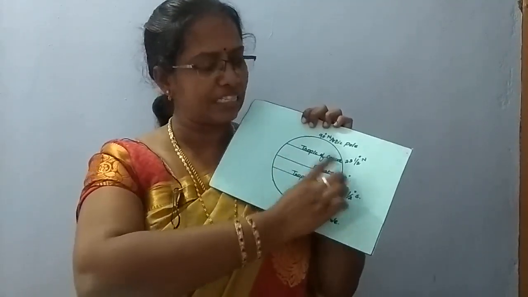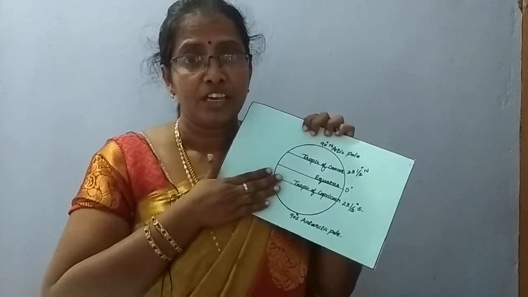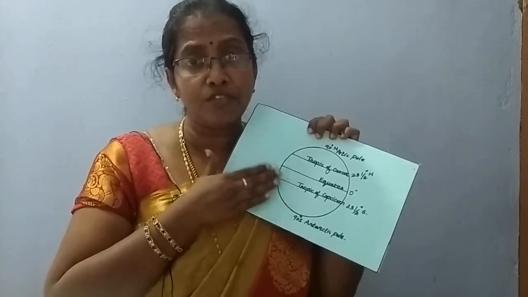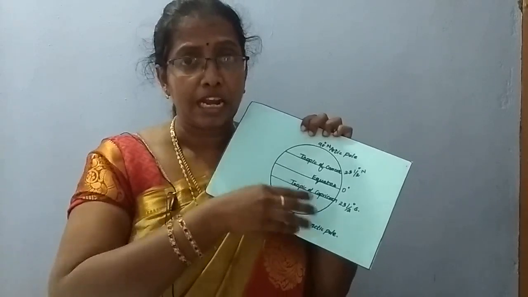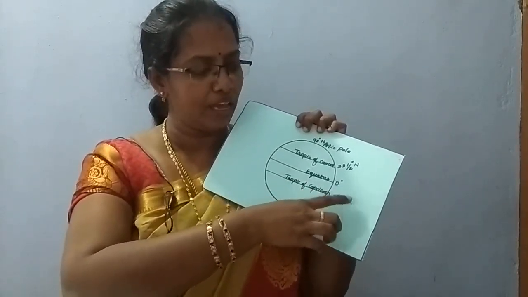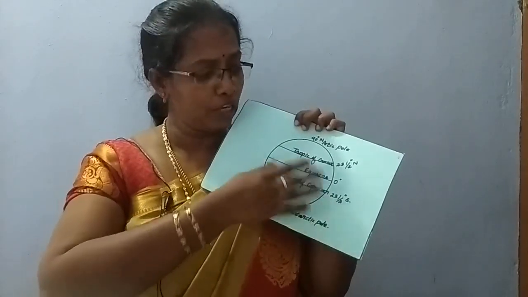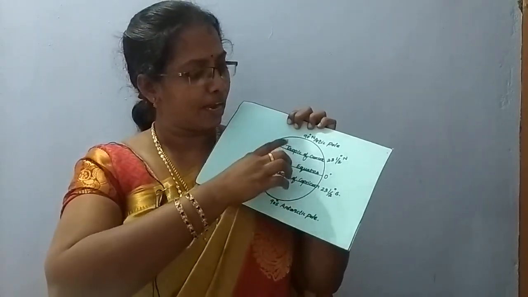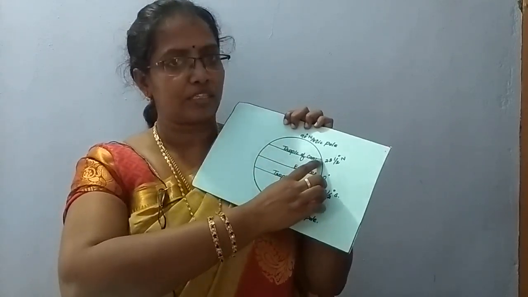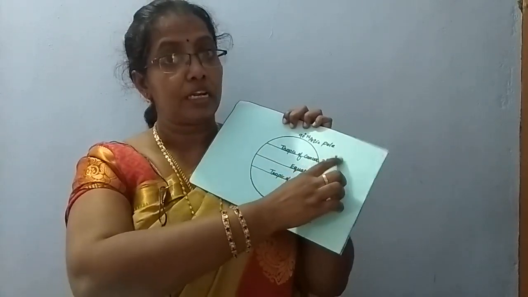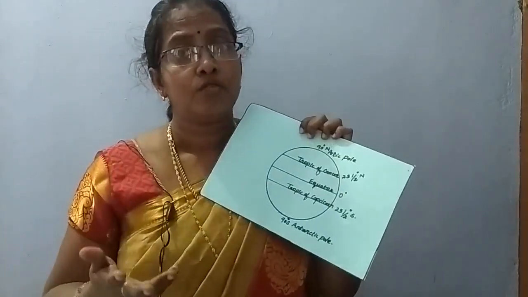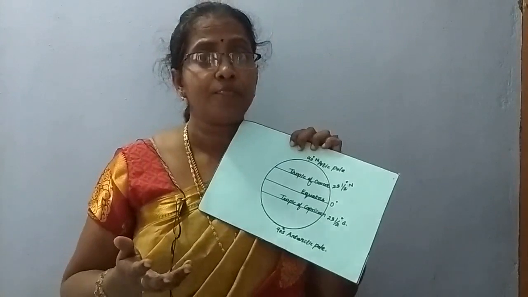Okay, these lines are imaginary lines only. In order to find out the time only, we are using these lines. This is the Tropic of Capricorn line, 23.5 degrees southern part. The next one, the southern latitude line. The next one, Tropic of Cancer, 23.5 degrees north latitude line. So these are the lines we use in order to find out the time.